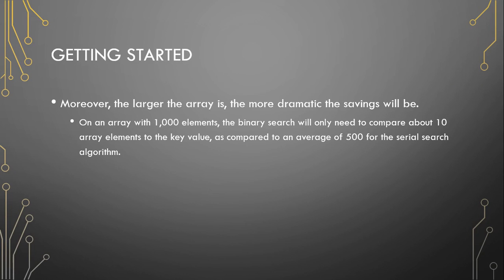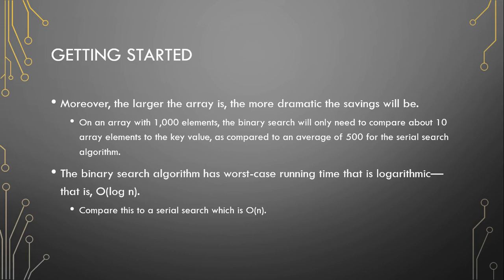On an array with 1,000 elements, the binary search is only going to need to compare about 10 array elements to the key value, as compared to the average of 500 for the serial search. And this is because the binary search algorithm has a worst-case running time that is logarithmic, or big O of log n, compared to the serial search, which is big O of n. And we'll look at what big O means in a couple minutes here.